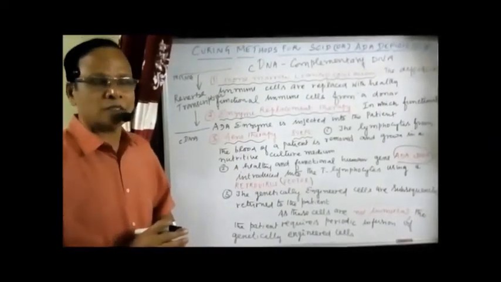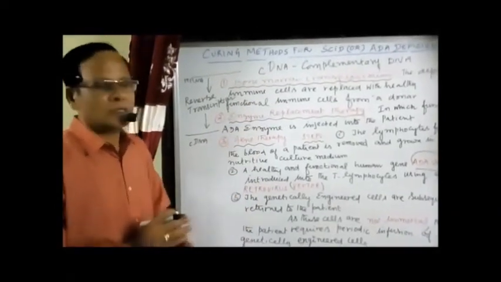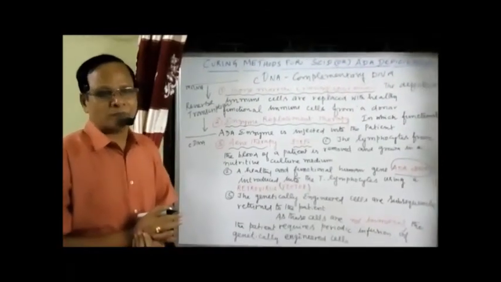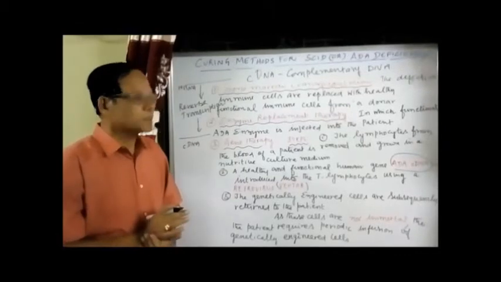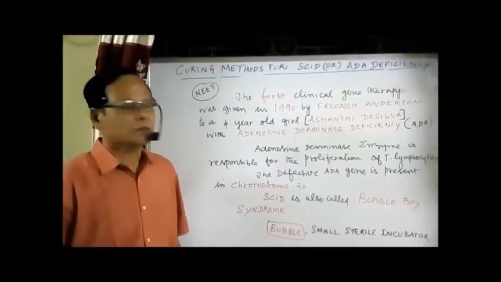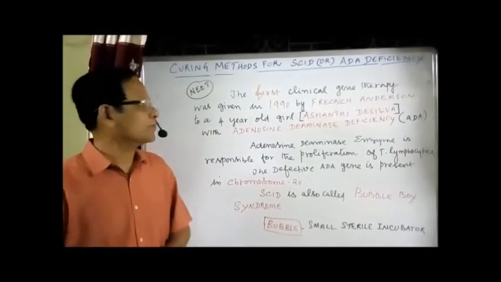It cannot be done easily. That's why it was conducted only once, in the case of a child named Ashanti de Silva. Okay, that's about the curing methods for SCID or ADA deficiency. Now some related statements regarding SCID or ADA deficiency.